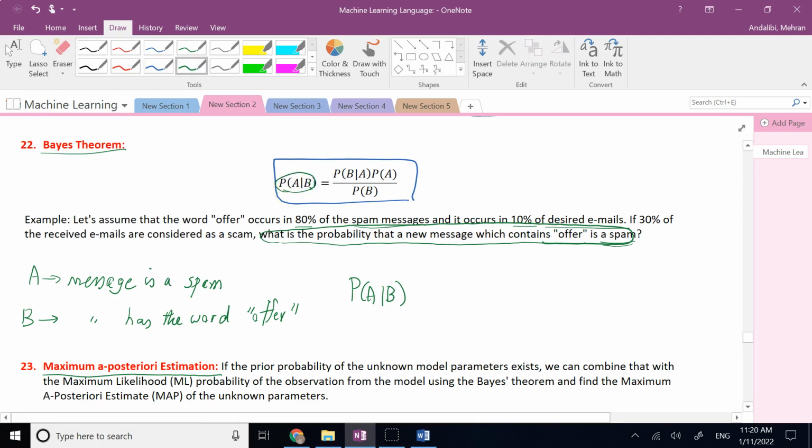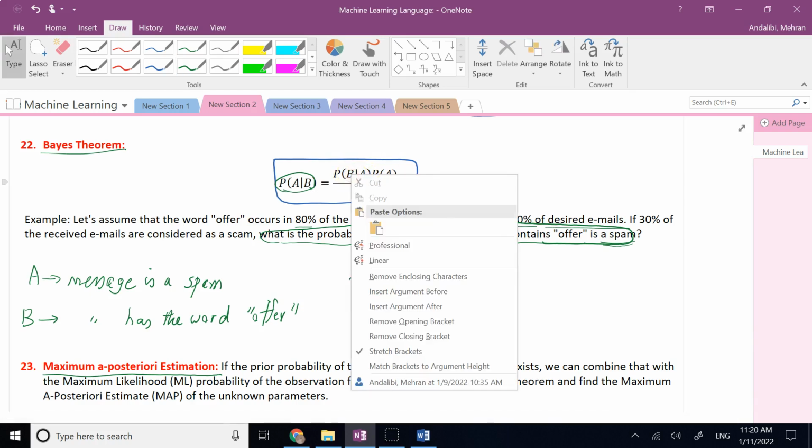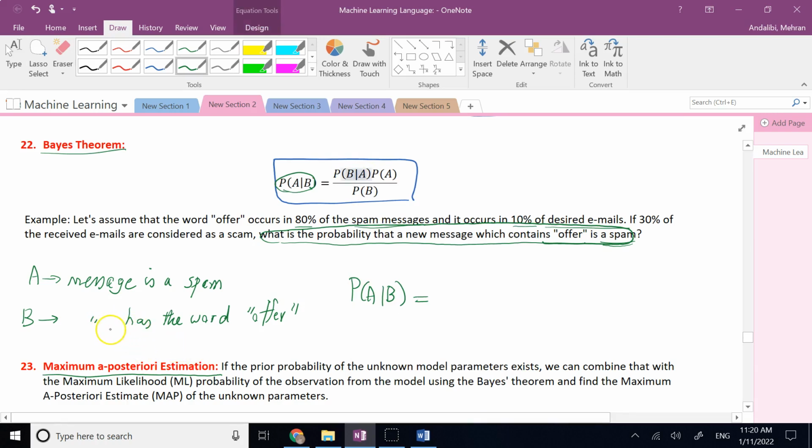In order to calculate it, I need what? P of B given A, P of A, and P of B. What does P of B given A mean? It means the chance of what? The chance of the email having the word offer, given that we know it's spam. So given that we know the message is spam, what's the chance that it has the word offer in it?